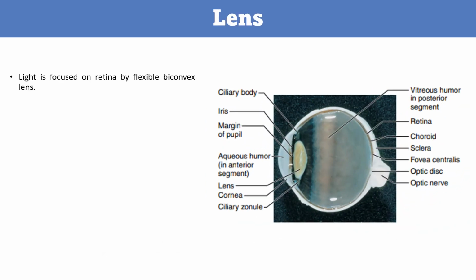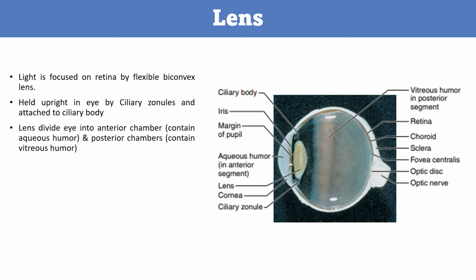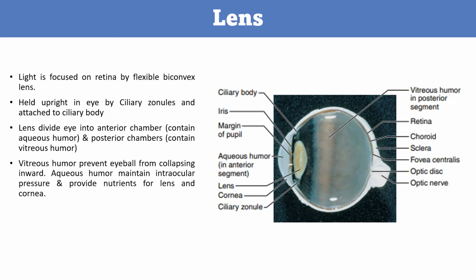Lens. Light is focused on the retina by a flexible biconvex lens held upright in the eye by ciliary zonules and attached to the ciliary body. The lens divides the eye into the anterior chamber, which contains aqueous humor, and the posterior chamber, which contains vitreous humor.